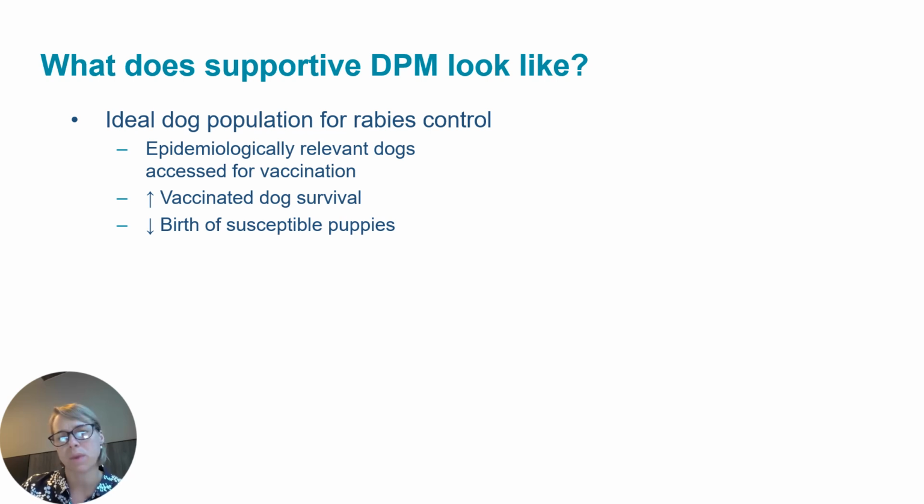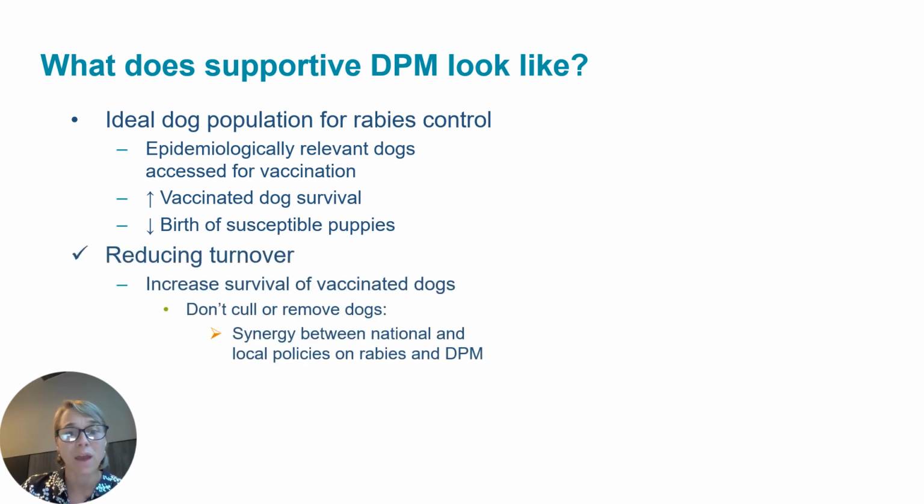So what does DPM that is supportive of rabies control look like? It should be working to create the ideal dog population for effective rabies control, where epidemiologically relevant dogs are accessed for vaccination, vaccinated dogs survive, and the birth of susceptible puppies is minimised. Going back to the mechanism of reducing population turnover, we want to protect our investment in the immunity of the vaccinated dogs. So quite simply, do not cull free-roaming dogs and don't remove them to either relocate or housing sanctuaries.